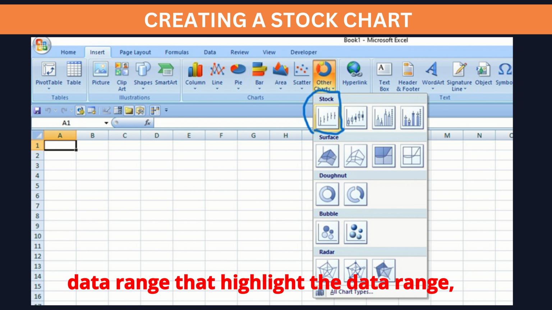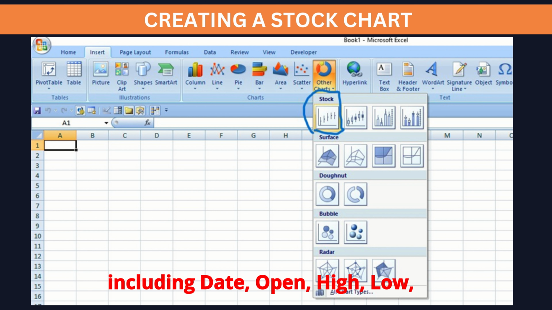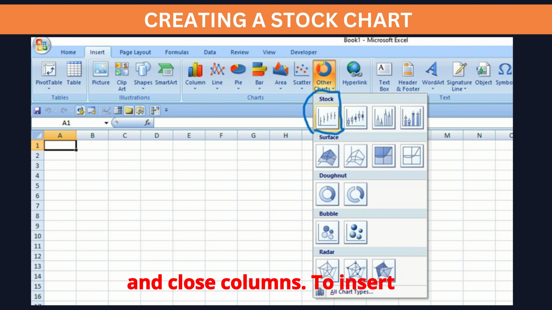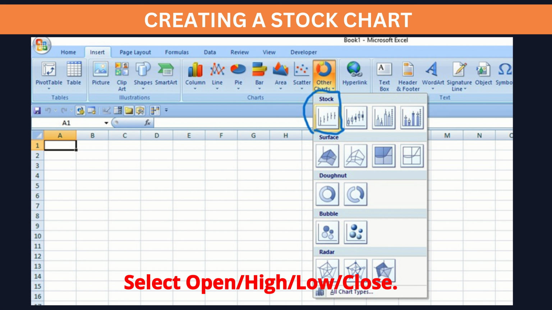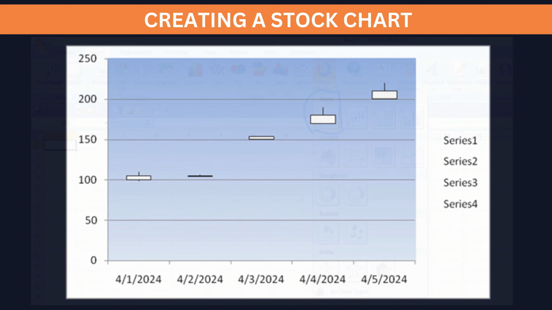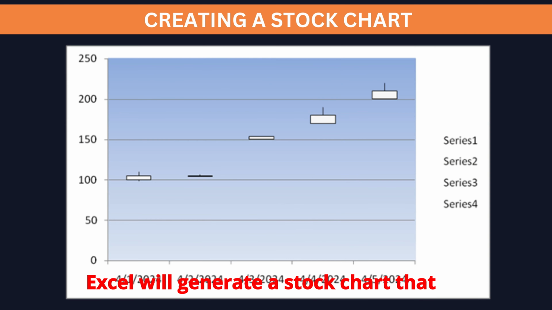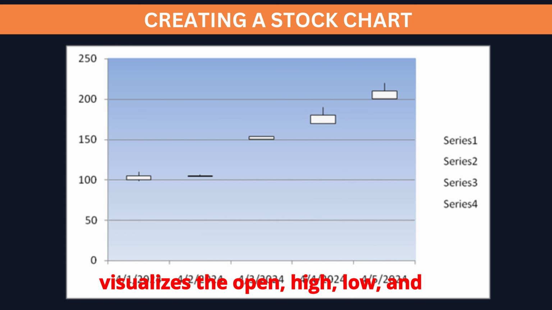Select data range, that is, highlight the data range including date, open, high, low, and close columns. To insert the chart, select the Insert tab. Click on the Insert Stock Chart drop-down. Select Open-High-Low-Close. Excel will generate a stock chart that visualizes the open, high, low, and close prices for the selected dates as shown in the diagram.